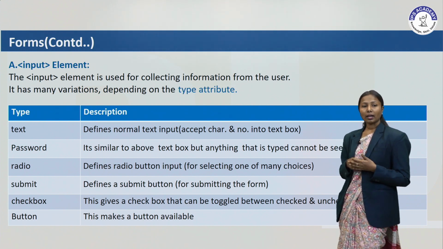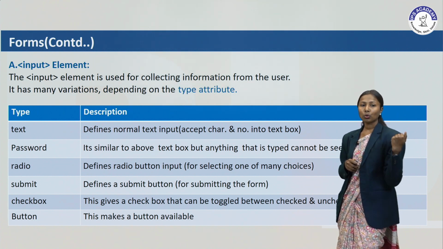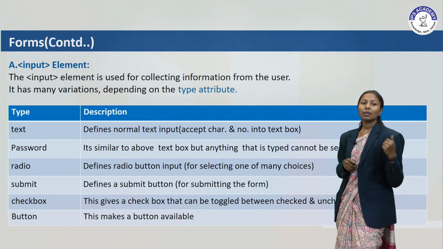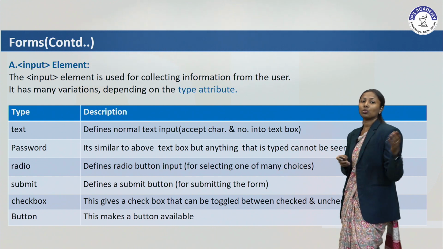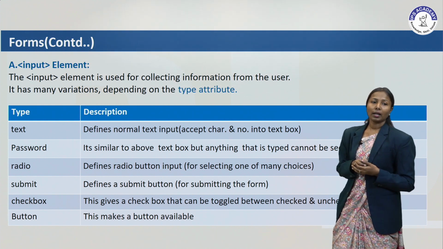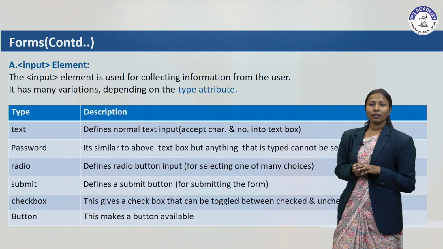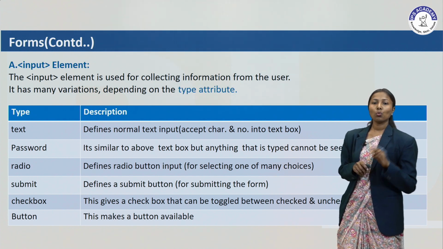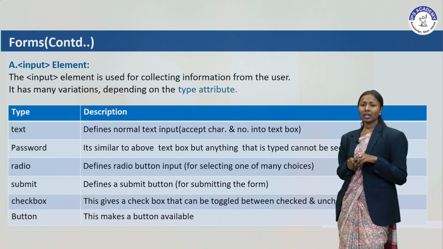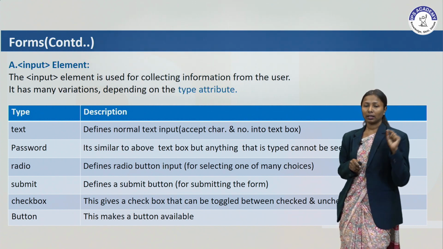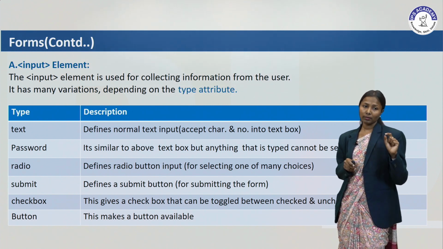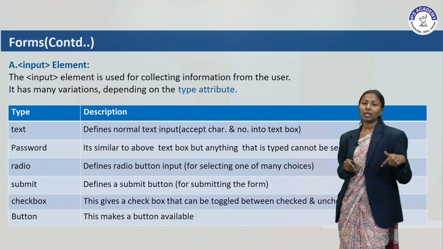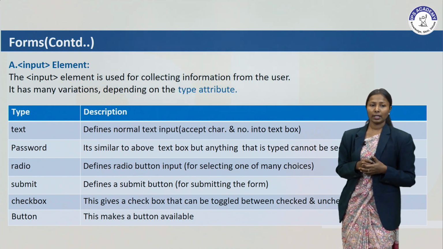After that, another type of input element is password. If you want to get the password from the user, it is similar to a text box, but anything that is typed cannot be seen by the user, which means it is hidden. Another type is radio. It defines the radio button input for selecting one of many choices. A radio button is used for selecting one choice. If you have multiple options and you want to select only one option from them, then you have to use a radio button in HTML.